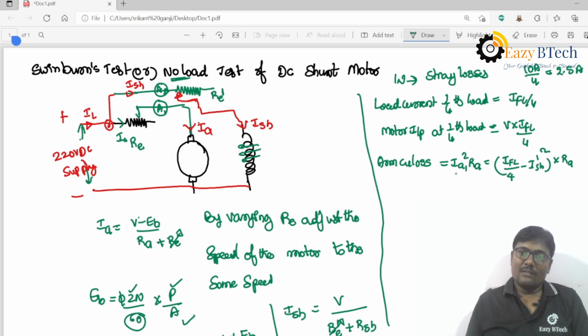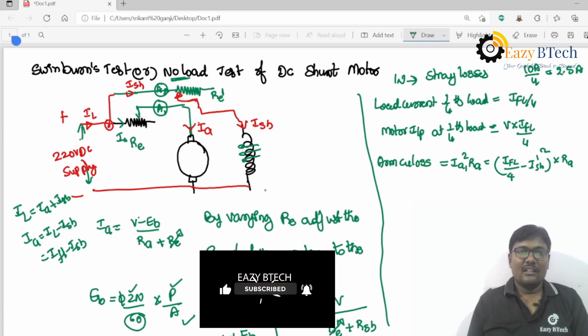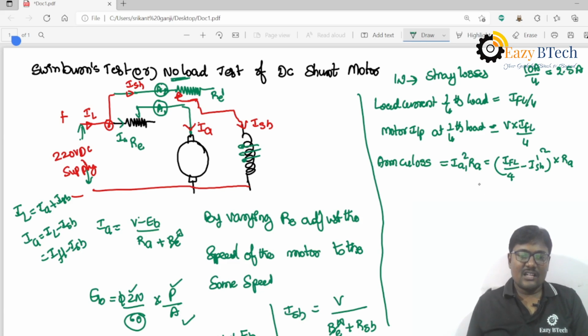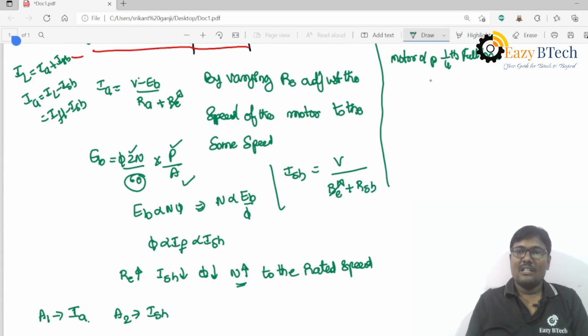Why am I writing IA replaced like this? See, IL is equal to IA plus ISH, and IA is equal to line current minus ISH. If it is the full load current, then it is full load current minus ISH. Okay, the ISH dash also changes, and you can calculate the motor output at 1/4 full load, which is equal to motor input at 1/4 load minus losses.